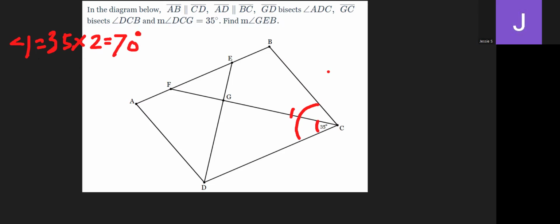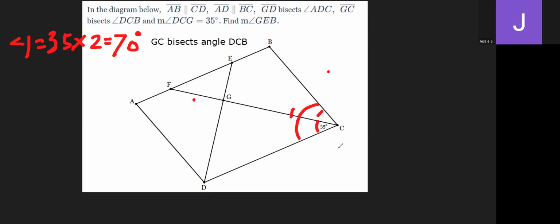Let me put the reason there. Why am I doing that? Because we're given that GC bisects angle DCB. Bisects means to cut that angle into 2 equal parts. So that is why we say this big angle is 2 times this 35 degrees, because this angle is also 35 degrees.